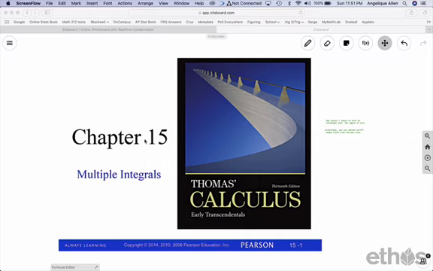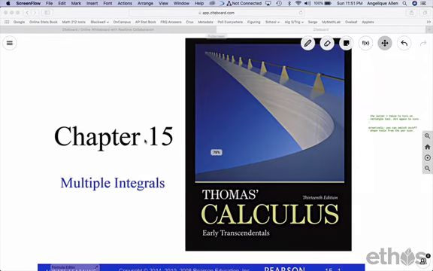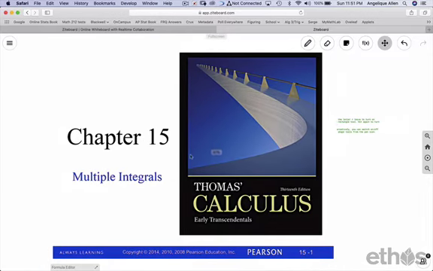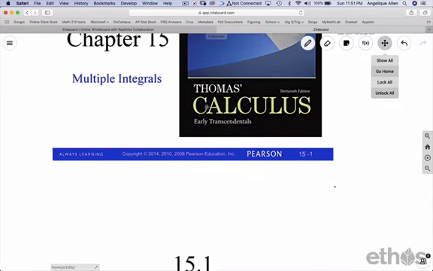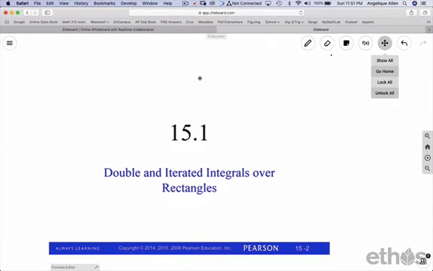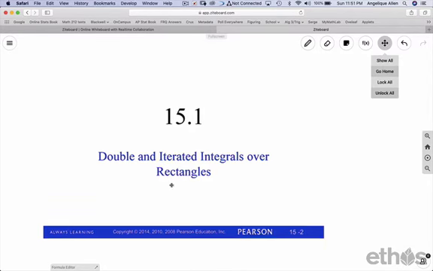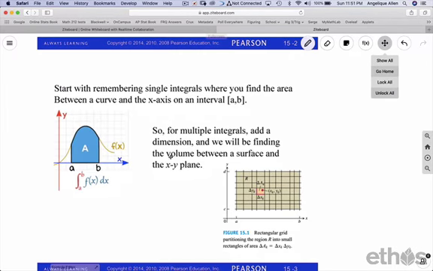All right. I am using a new software here, so bear with me because the upgrade on my computer that enabled me to get back online does not let me use some of the software I had before. So here we go. Double and iterated integrals over rectangles. So double integrals is what we're going to start with, and we'll discuss what iterated integrals are in a moment. So here's what we're starting with.